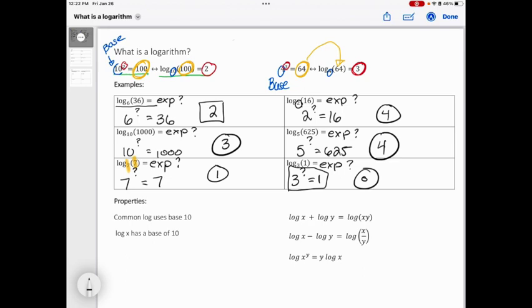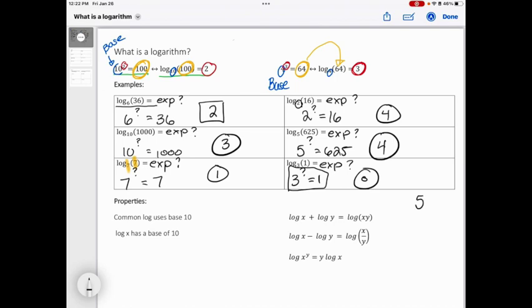This stems from exponent rules. So if you are curious as to why 3 to the 0 isn't 0 and why 3 to the 0 is equal to 1, you want to go back and look at your exponent rules about what you do to the exponents when you divide.